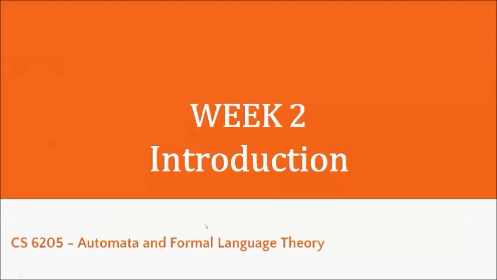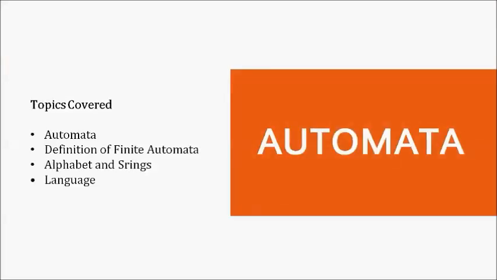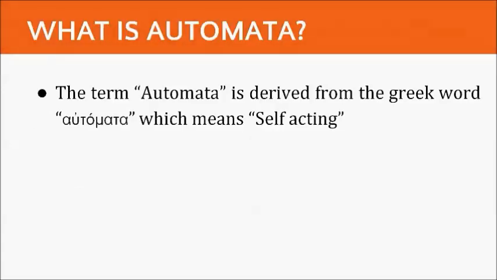So again, this is for automata and formal language theory. The course learning outcome or objective for this topic is that by the end of this module, a student is able to: 1. Define automata theory, 2. Define finite automaton, 3. Differentiate DFA and NDFA, 4. Differentiate Mealy and Moore machine. So again, the topics covered are automata, definition of finite automata, alphabet and strings, and language.